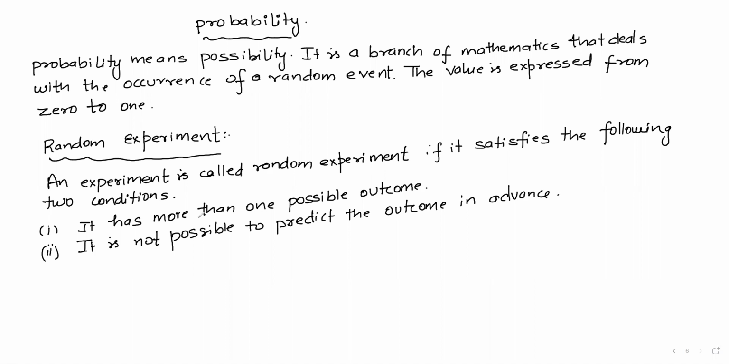Next is, it is not possible to predict the outcome in advance. So for example, if you are tossing a coin, then it is not possible for you to predict in advance that you will get a head or a tail. So what is a random experiment? Where the outcomes are more than one, and second, we can't predict the outcome in advance.